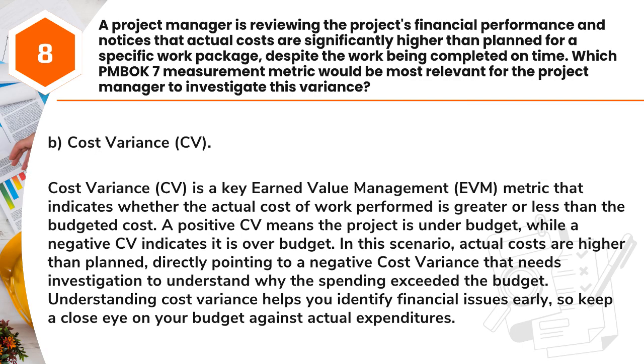Answer: B. Cost variance, CV. Cost variance, CV, is a key earned value management, EVM, metric that indicates whether the actual cost of work performed is greater or less than the budgeted cost. A positive CV means the project is under budget, while a negative CV indicates it is over budget. In this scenario, actual costs are higher than planned, directly pointing to a negative cost variance that needs investigation to understand why the spending exceeded the budget. Understanding cost variance helps you identify financial issues early, so keep a close eye on your budget against actual expenditures.